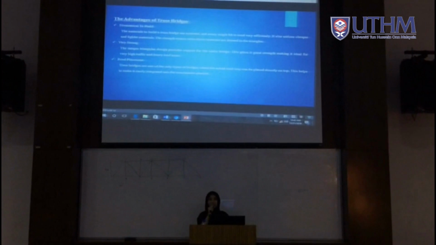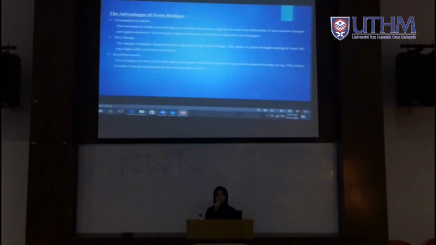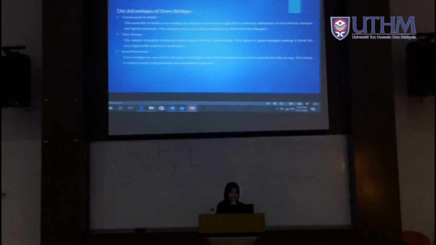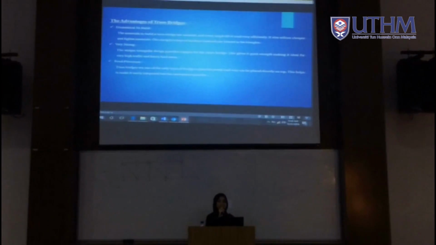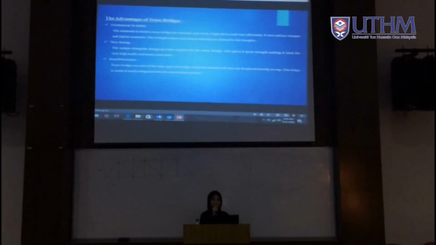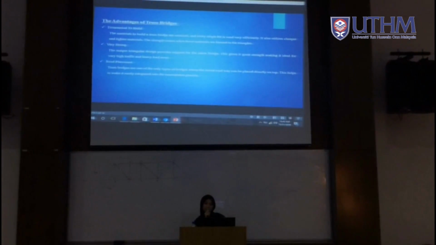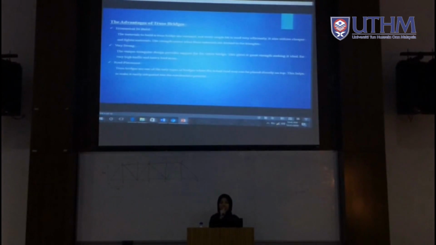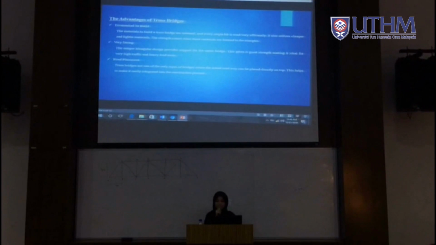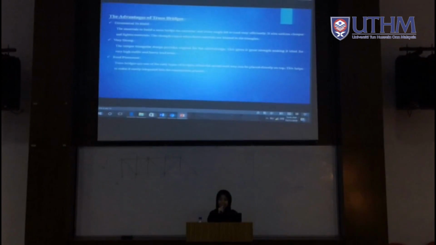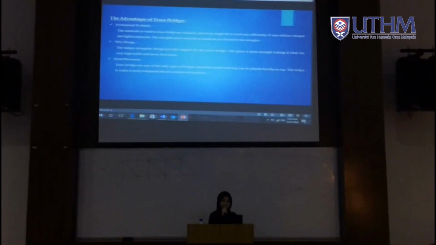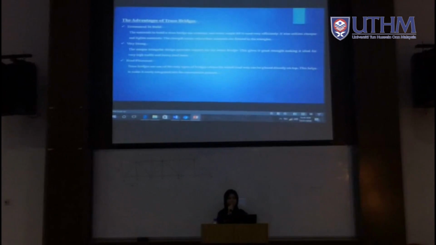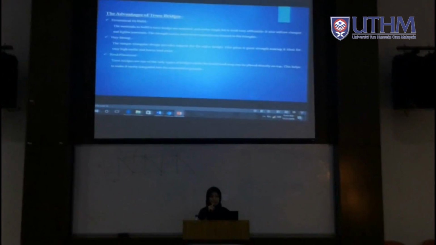Okay, next. This is an advantage of truss bridge. Economical to build: the material to build a truss bridge is minimal and every single bit is used very efficiently. It uses cheaper and lighter material. The strength comes when this material is formed into triangles.